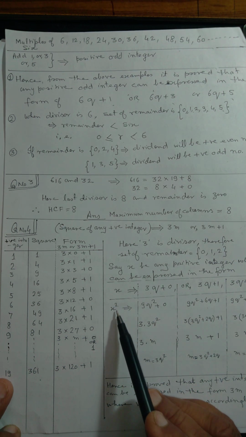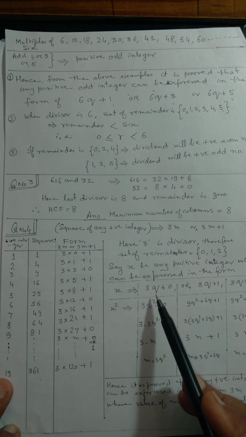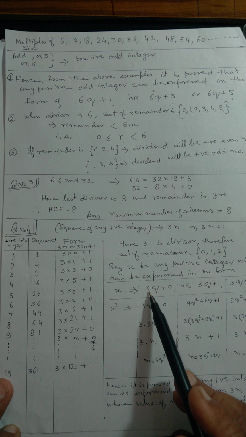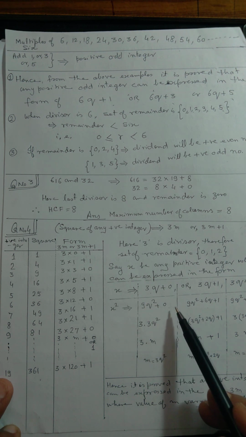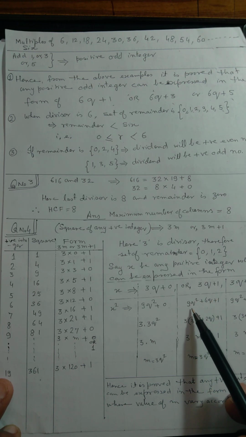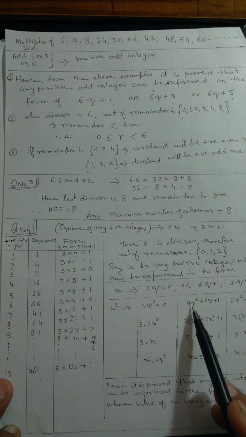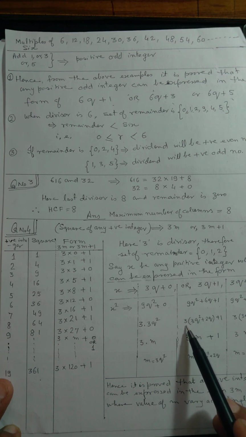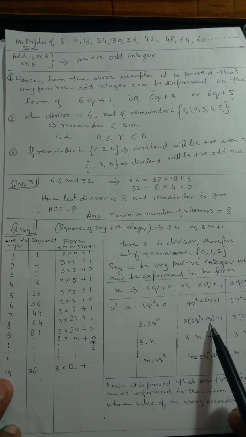So take the square of x. Accordingly we have to take the square of these numbers. Let us take the square of this 3q. It will become 9q square plus 0. Here you take the square of this 3q plus 1. So it will come 9q square plus 6q plus 1. Now here we can take out 3 common. So inside the bracket we will get 3q square plus 2q, plus 1.